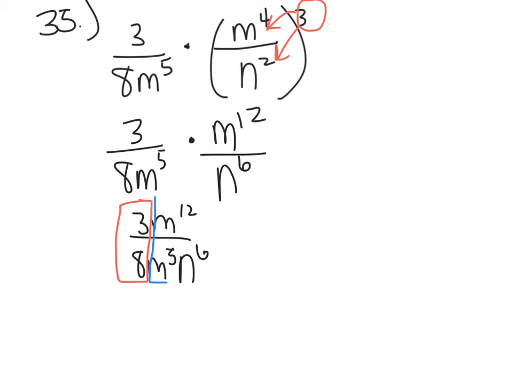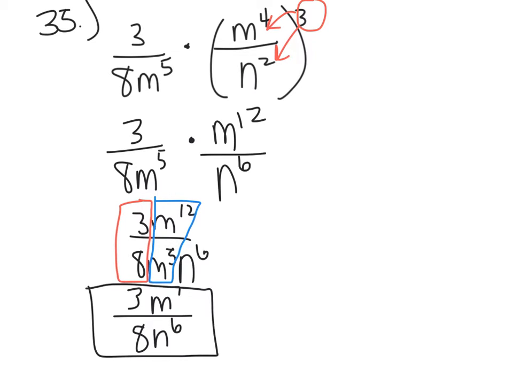I then look at my like bases of m, and anytime I divide like bases, I subtract my exponents. So 12 minus 5 is going to give me 7. So my final answer is 3m to the 7th over 8n to the 6th, because n to the 6th was the only base of n that I had in my fraction, so that's not going to be changed at all. And this is my final simplified answer. That's a 7 right there.